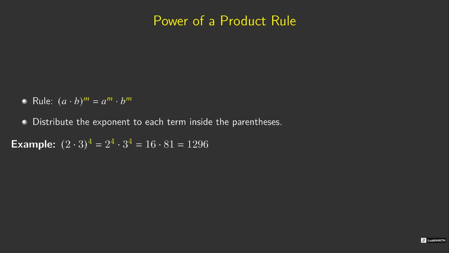And let's look at a practical example. 2 times 3 raised to 4 is equal to, we distribute the exponent 4, it becomes 2 raised to 4 times 3 raised to 4. And then we can compute 2 raised to 4 to get 16, and 3 raised to 4 to get 81. Now 16 times 81 is equal to 1,296. Of course, you can compute this directly by computing the bracket first. So 2 times 3 gives you 6. Now what is 6 raised to 4? That should also give you 1,296.